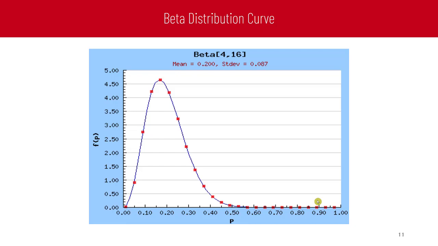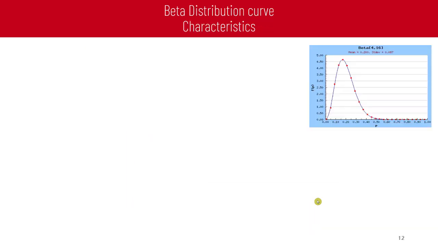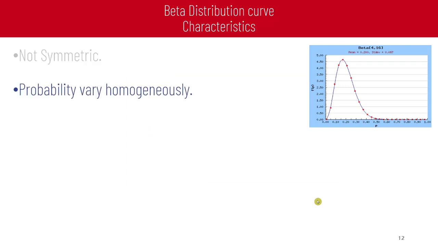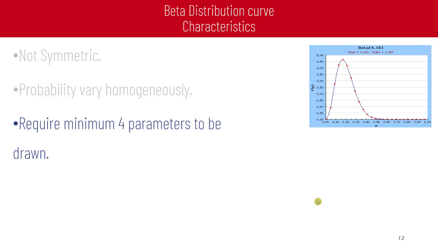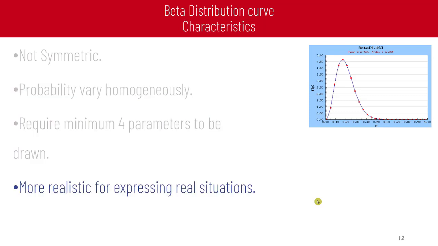Beta distribution is different from normal distribution in that it's not symmetric, as shown in the figure. Some characteristics of the beta distribution curve include: it's not symmetric around the mean, probability varies non-homogeneously, it requires a minimum of 4 parameters to be drawn, and it is more realistic for expressing real situations. And this specifically is applicable for risk management.